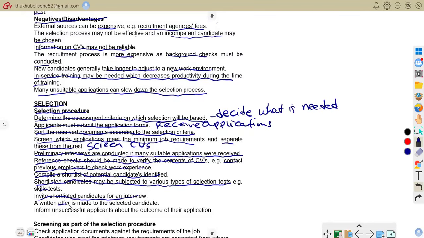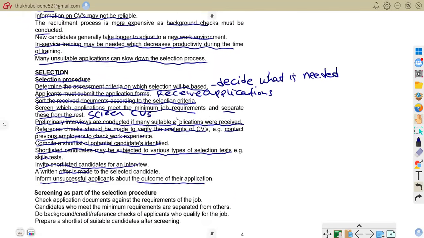A written offer is made to the selected candidate. We are talking about the job offer. For example, the best candidate is offered the position. It also says inform unsuccessful applicants about the outcome of their application. So you inform even those who are unsuccessful. You send regret letters as HR to those who are unsuccessful. Hope we are together.